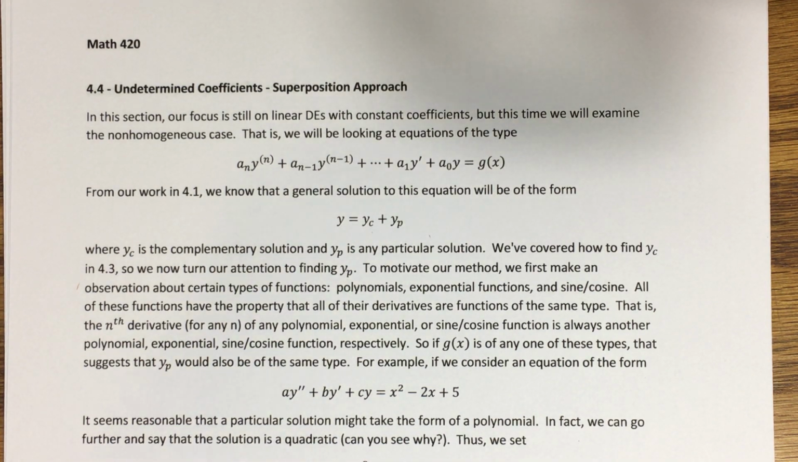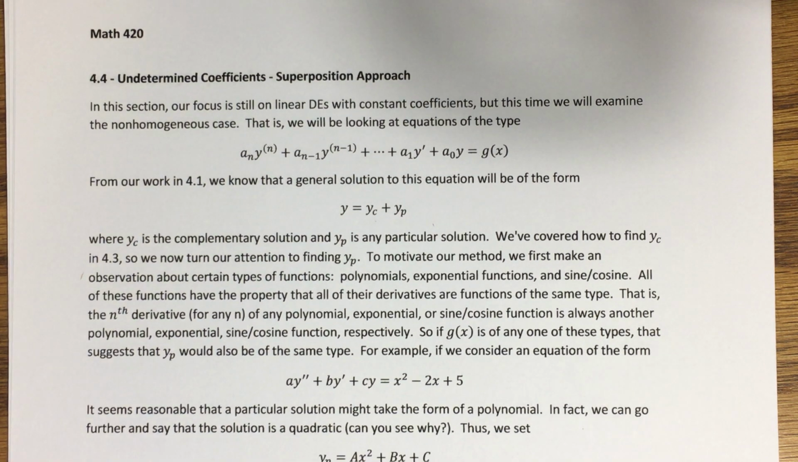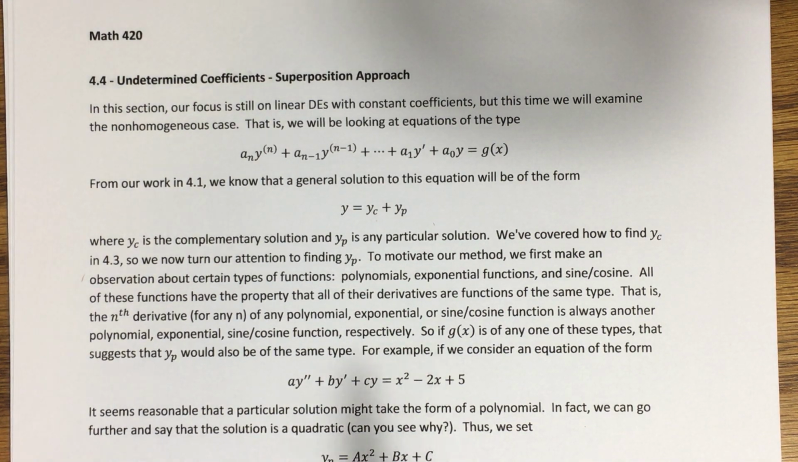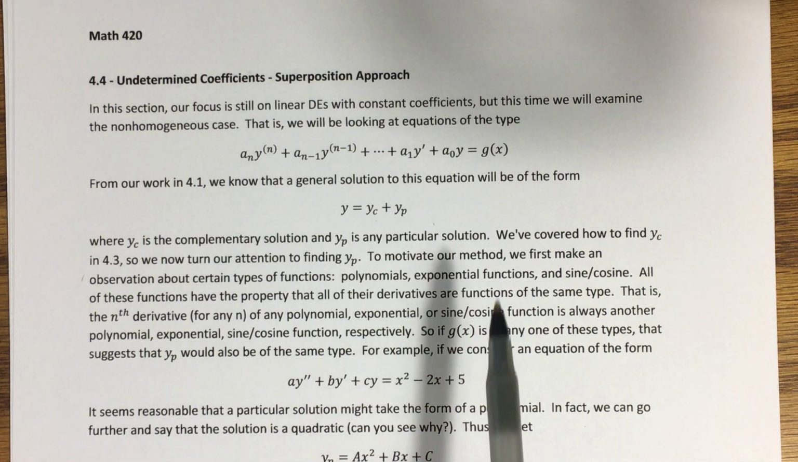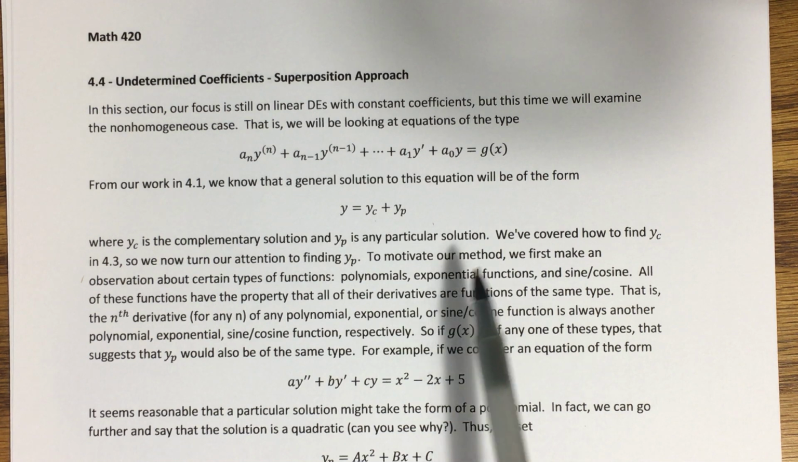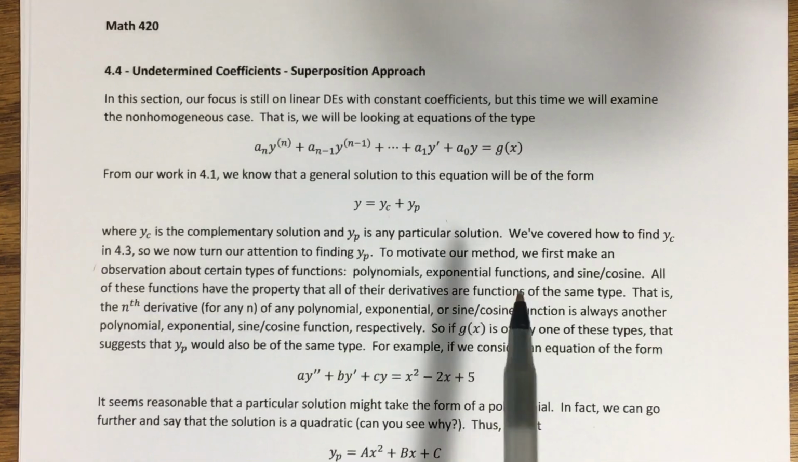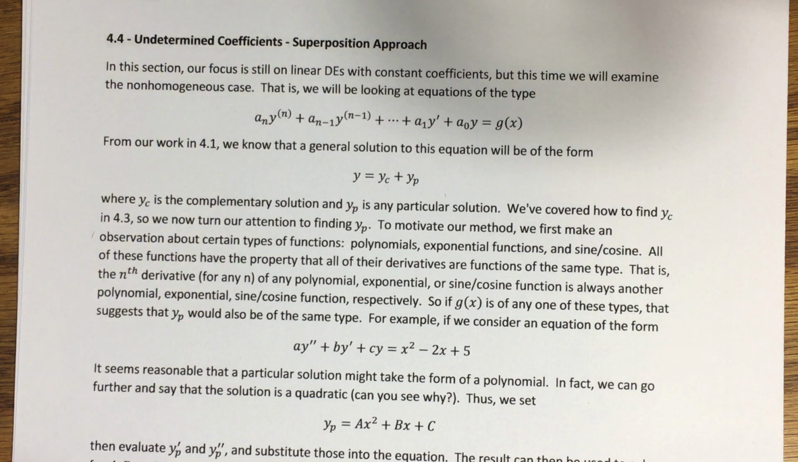So to motivate this method, we notice something about particular functions that we study in calculus. There are a few functions in calculus which, when you take any number of derivatives of that function, the result is always another function that belongs to the same category of function. What I mean by that is, take polynomials as an example. Anytime you differentiate a polynomial, even if you're looking at the second, third, fourth, nth derivative, the result is always another polynomial. It never turns into anything else. The same thing is true of exponential functions, things like e to the mx, where m is some constant. No matter how many derivatives you take, you always end up with more exponential functions.